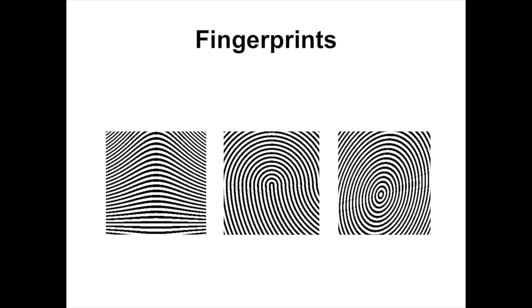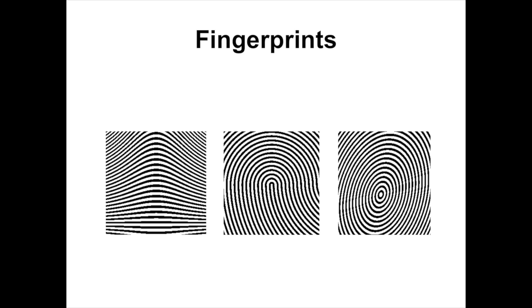We have essentially three primary patterns that we see in fingerprints. We see what we call arches, which compose about 5% of all fingerprints. Loops, which are about 65% of all fingerprints, and whorls compose approximately 30% of all fingerprints that we find in the world.